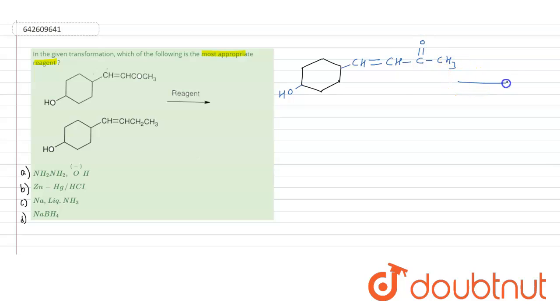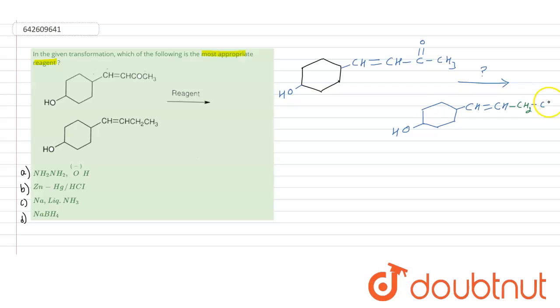We have to tell what the reagent is so that we get this product. So this is our product. Here the OH part is unaffected, the CH part is also unaffected, and this double bond part is also unaffected. But this CO part is converted into a CH2 group, and the CH3 is the same.